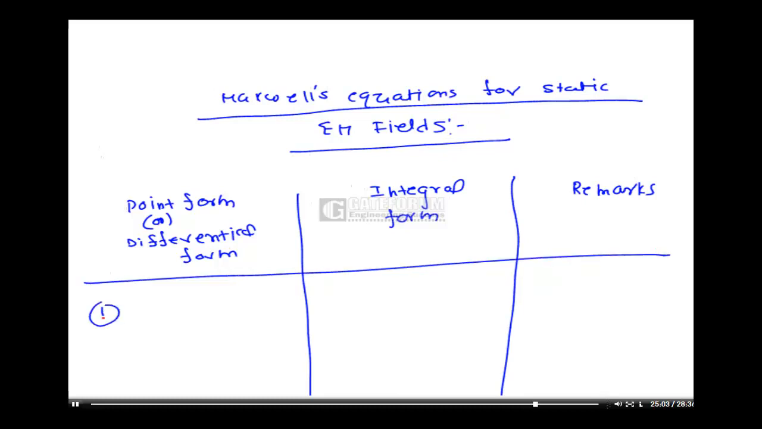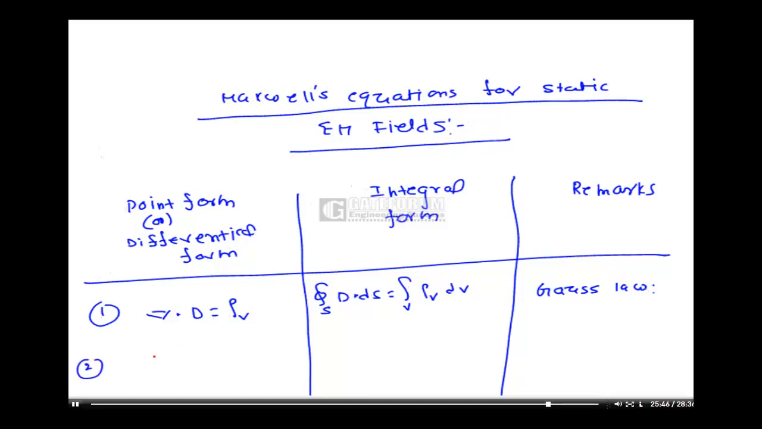The first one is del dot D is equal to rho V. So this is a divergence. What is the integral form? Whenever there is a divergence, it always relates surface integrals to volume integrals. So the integration over the closed surface of D dot ds is equal to the integration over V of rho V dV. So this is the integral form. The remark is that this is derived basically from Gauss law.